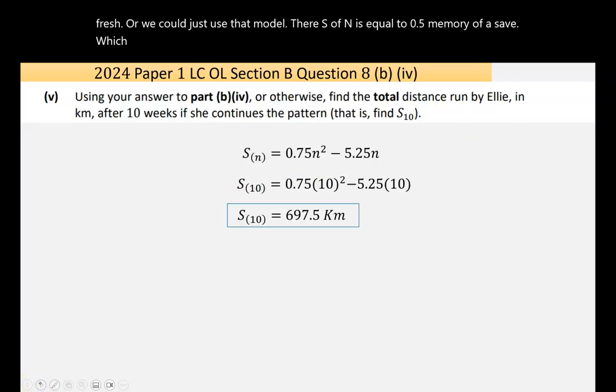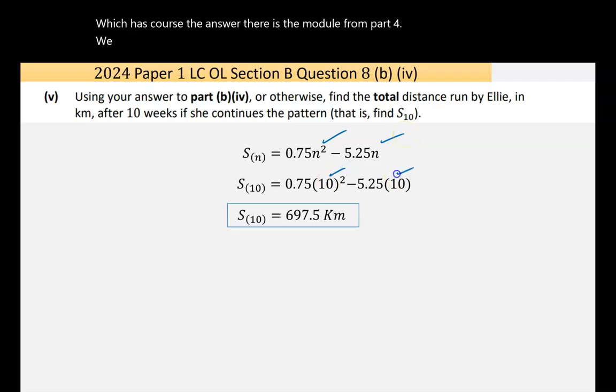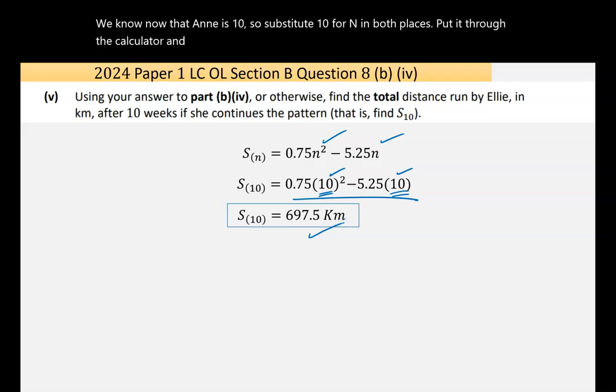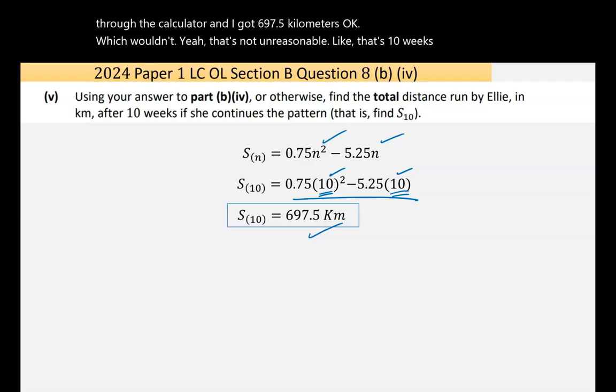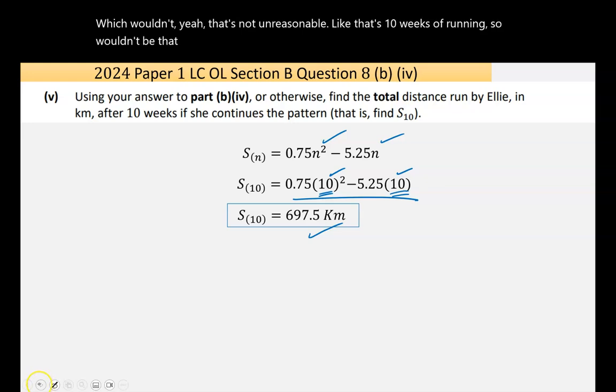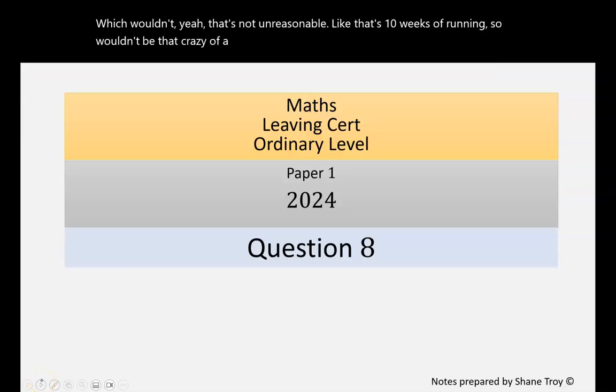Actually, let's go to the answer. There's the model from part 4. We know now that n is 10, so substitute 10 for n in both places. Put it through the calculator, and I got 697.5 kilometers. Okay, which is not unreasonable. That's 10 weeks of running, so it wouldn't be that crazy of a distance. Right, so that's the end of question 8.